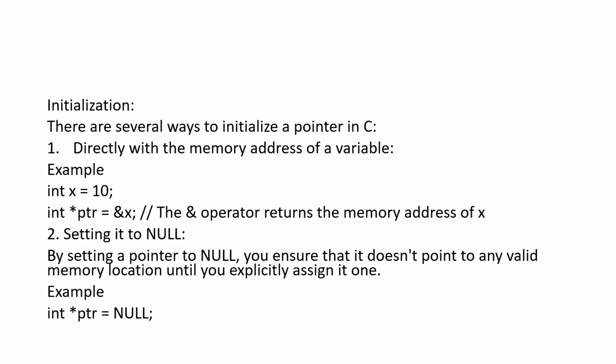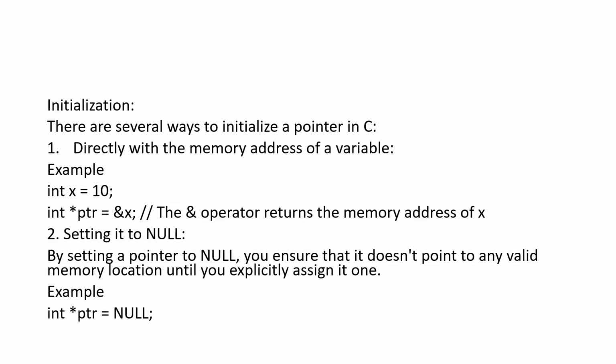Initialization. There are several ways to initialize a pointer in C. First method is directly with the memory address of a variable. For example, here x is an integer variable. int *ptr = &x. Here the ampersand operator returns the memory address of x and it is stored in the variable ptr.